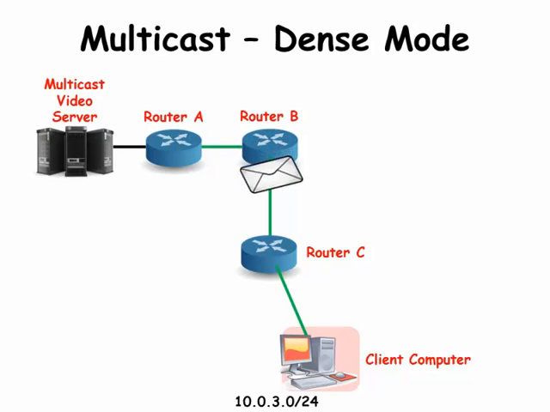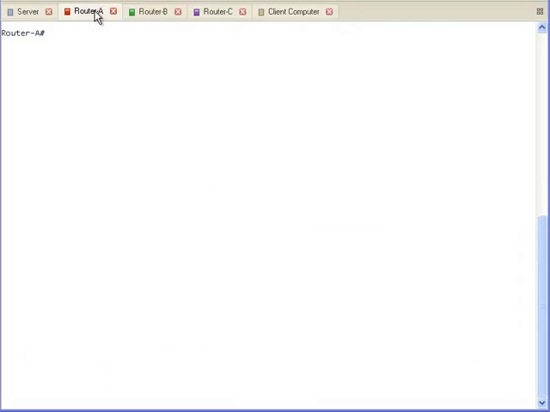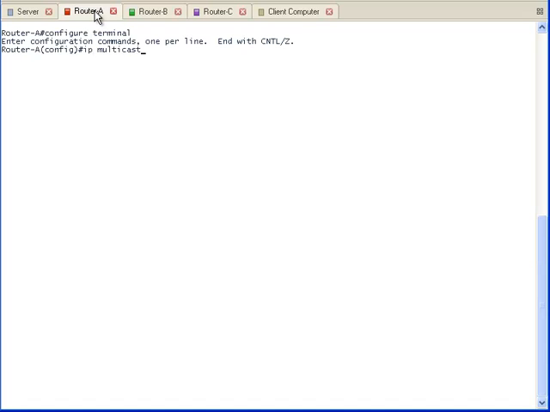Again, let's look at the diagram of our sample network. The first step was to verify that the unicast network was working correctly, and we have already done that. In the second step, we are going to configure all the router interfaces that will be participating in multicast traffic. First, we will go to router A. Let's configure multicasting on this router and configure both interfaces to use the dense mode.